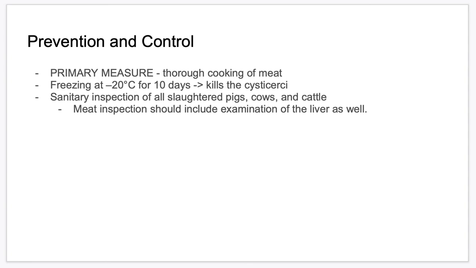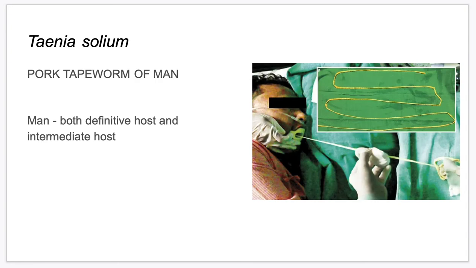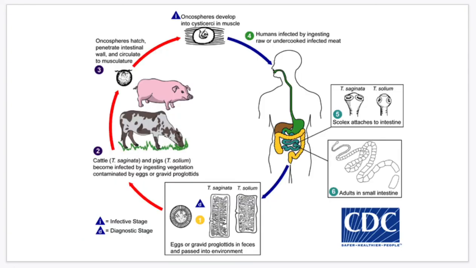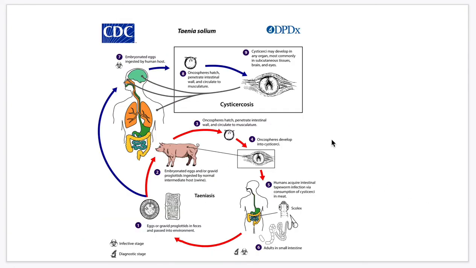So in summary, with Taenia solium, we humans can act both as definitive host and intermediate host, while Taenia saginata will never act as an intermediate host. We are only the definitive host for Taenia saginata, so human cysticercosis does not occur. You have to remember, Taenia saginata is only in the red, while T. solium can be in red, and can also be in blue.